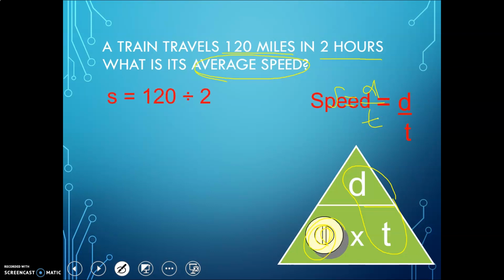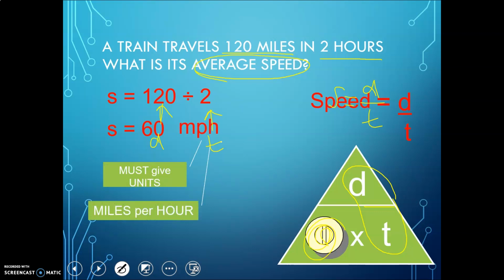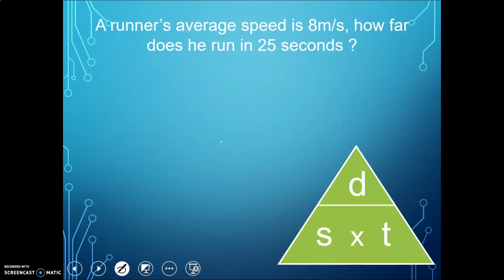So whenever we plug in, our distance was 120 miles. So here is our distance. And our time was 2 hours. So distance divided by time. We're going to get that the speed was 60. And the units for that is going to be miles per hour. You must give units, so the units are represented by miles per hour, mph. All right, let's look at another one.